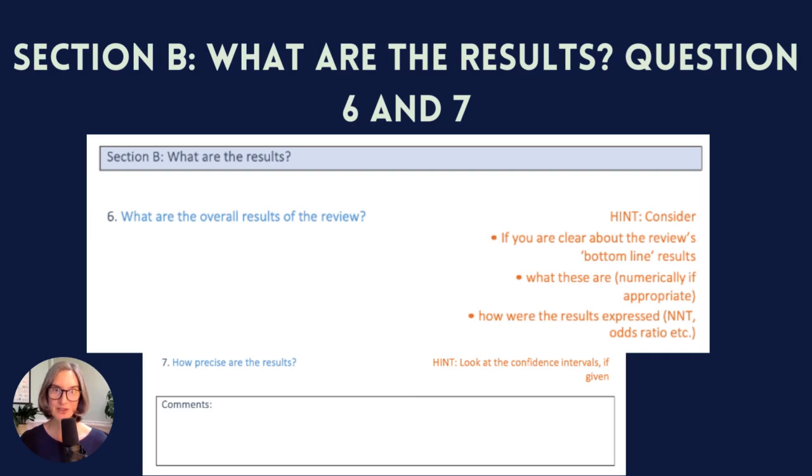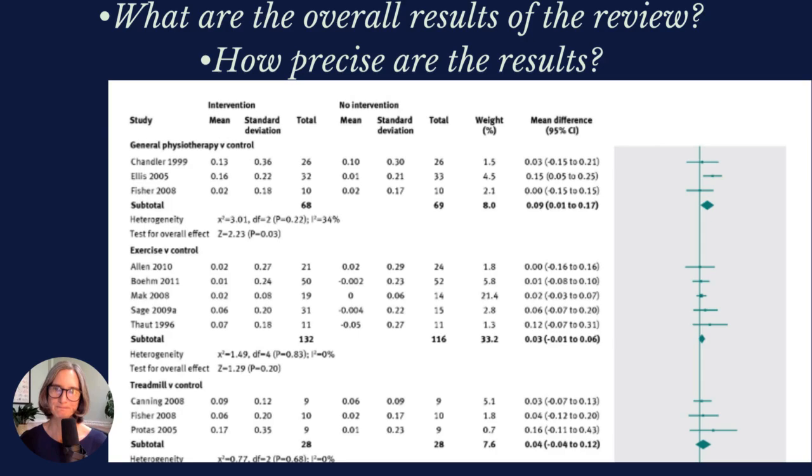And what we're also going to do is then jump to questions 6 and 7 because they are all about the overall results. So, what are the overall results of the review and how precise are the results? And this is where you can get a bit of overlap with your data extraction. And that's why I say it's worth doing your critical appraisal and your data extraction on whichever paper you're working through at the same time, because you're in the paper anyway. So, you may as well be pulling out all of that relevant information. So, what are the overall results of the review and how precise are the results?